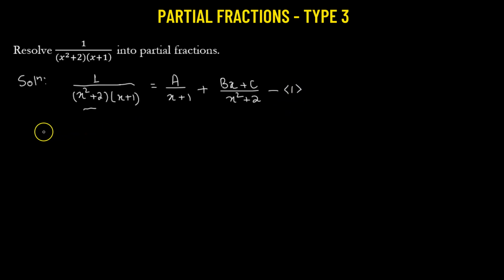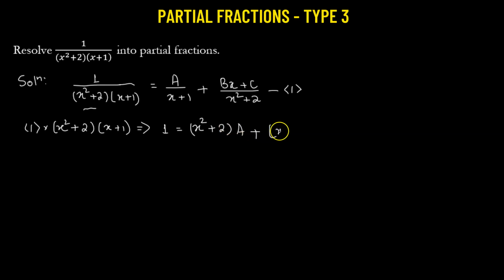Okay, so the first task will be, we'll take equation number 1 and multiply throughout with the denominator of the expression on the left hand side, which is (x squared plus 2) multiplied by (x plus 1). So that's going to give us 1 equals (x squared plus 2) times A, plus we have (x plus 1) multiplied by (Bx plus C). Okay, so let's label this as number 2.